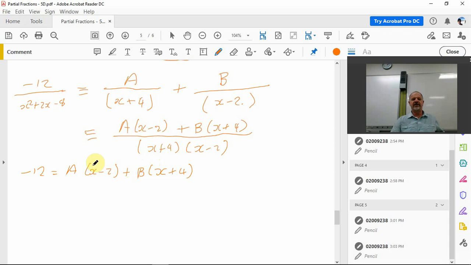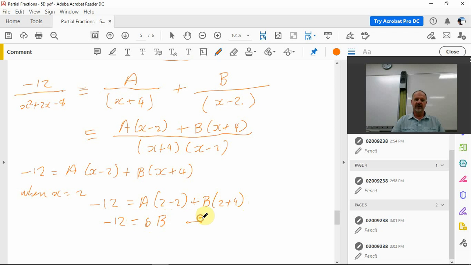All right, you're choosing x values. If it's 2, that's 0. So when x equals 2, you get minus 12 equals a(2 minus 2) plus b(2 plus 4). So minus 12 is equal to 6b. B is minus 2.